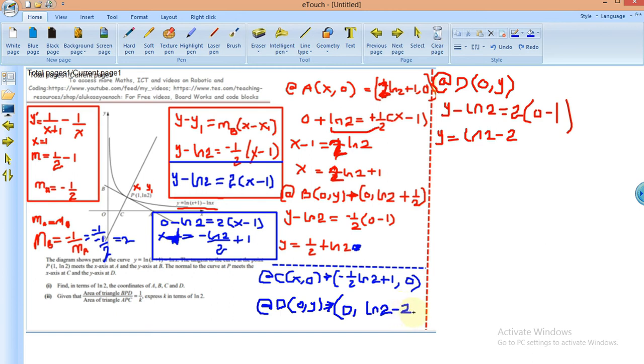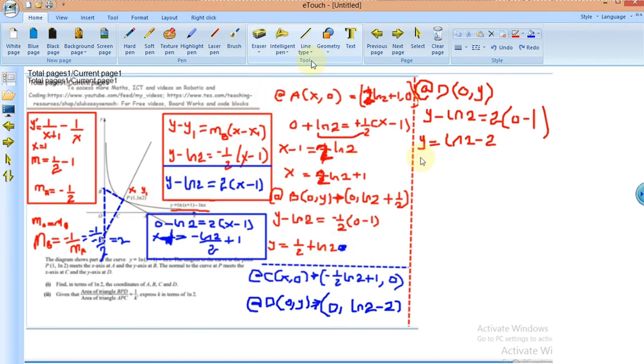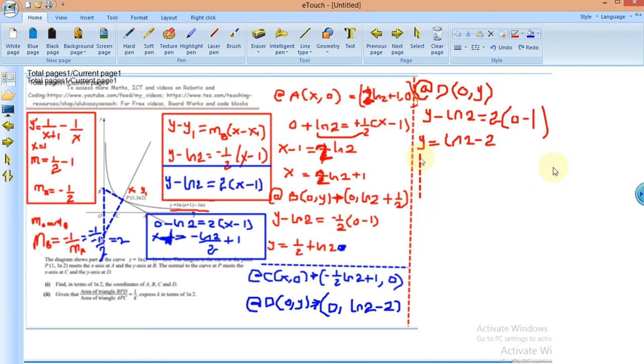Now the next question says that given that the area of triangle BPD divided by area of triangle ABC is 1 over k, express k in terms of ln 2. So guys, don't forget that to complete this task, we need the coordinates for A, B, C, and D, also the coordinates for P. You may need to watch my video on the intercept equation of a straight line, to get yourself acquainted with this method I'm going to use now. I will just put the coordinates here now.